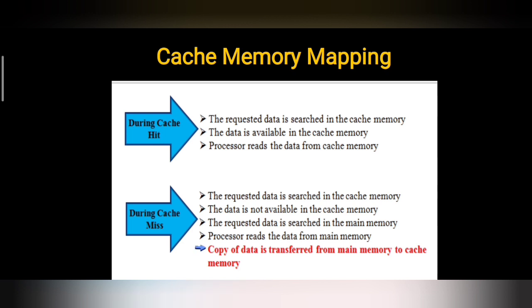But what if the data is not available in the cache memory? In that particular case, the requested data is going to be searched from the main memory. And hence, after searching the data from the main memory, the processor is going to read the data directly from the main memory. Fine. Now, it is also important to note that after reading the data from the main memory, a copy of the data is either transferred or mapped from main memory to cache memory.